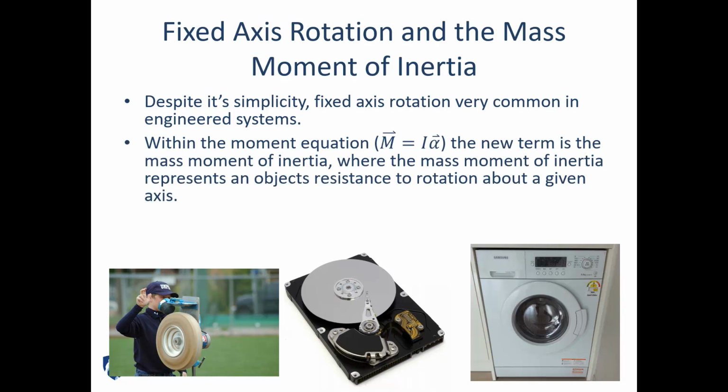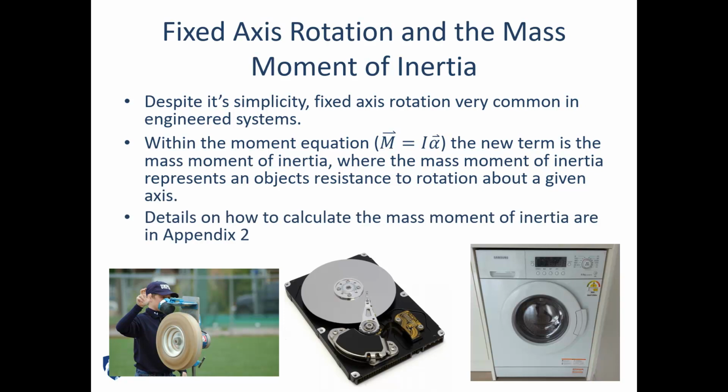With the moment equation, we are going to have to deal with a new term here. So M equals I alpha. With translation, we got to ignore our mass moment of inertia I, but now we can't ignore that because we are going to have some sort of angular acceleration. We're not going to go over how to calculate that mass moment of inertia here. That's going to be in Appendix 2 of the mechanics map. But we are going to need to use that in our equation.